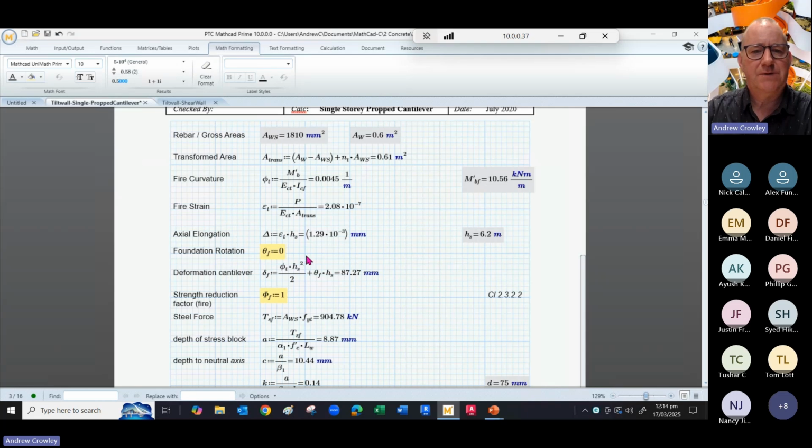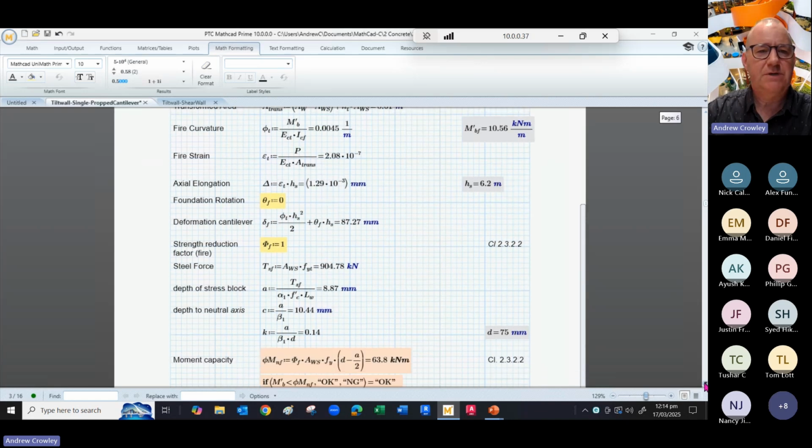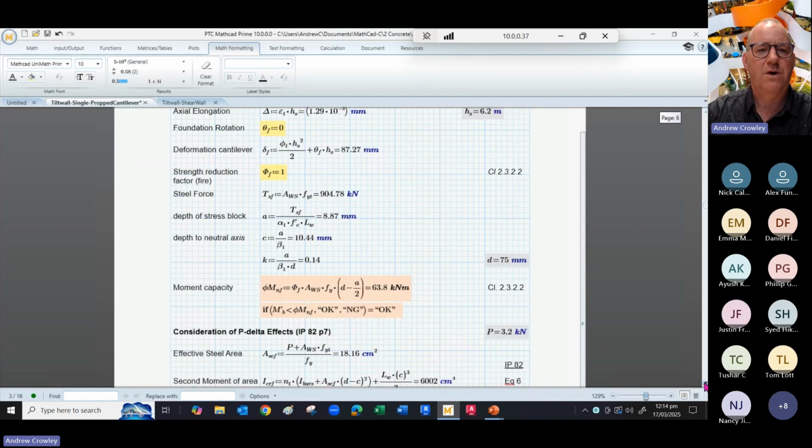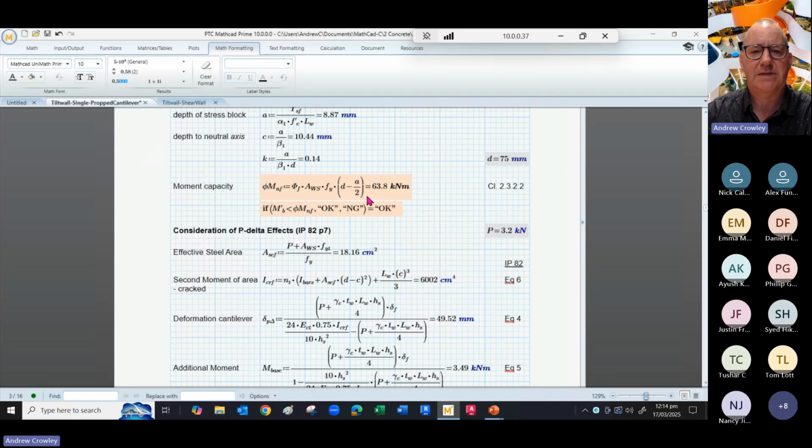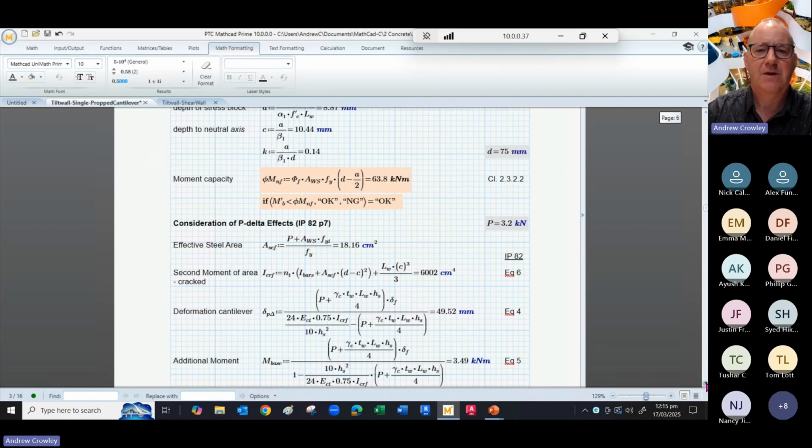We'll assume, for simplicity, that the foundation doesn't rotate, and so it's a fixed base in effect. And that allows us to calculate the deformation of the cantilever. In this case, it's 87 millimeters. In the fire case, we're using a strength reduction factor of 1. Again, calculate the steel force, the depth to the stress block, and from that you can derive the moment capacity, which we find is sufficiently large to allow the applied bending moment.